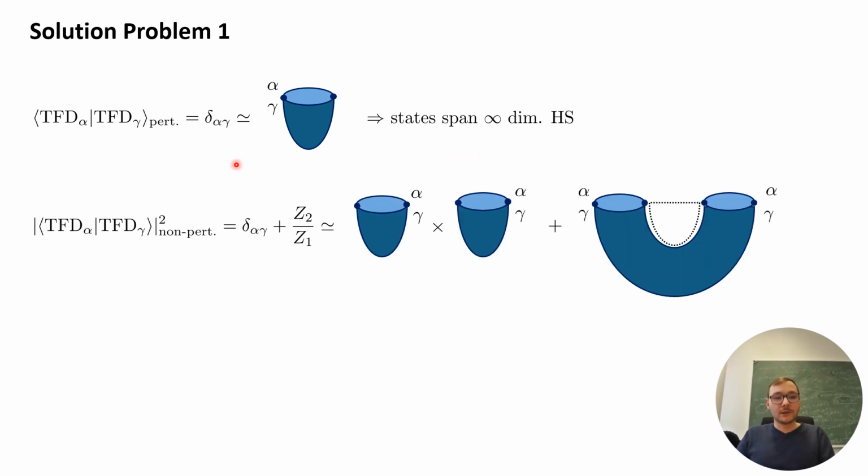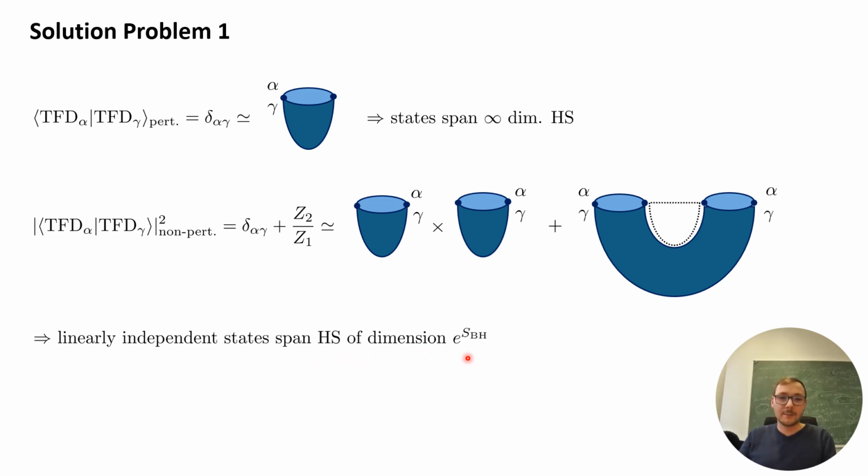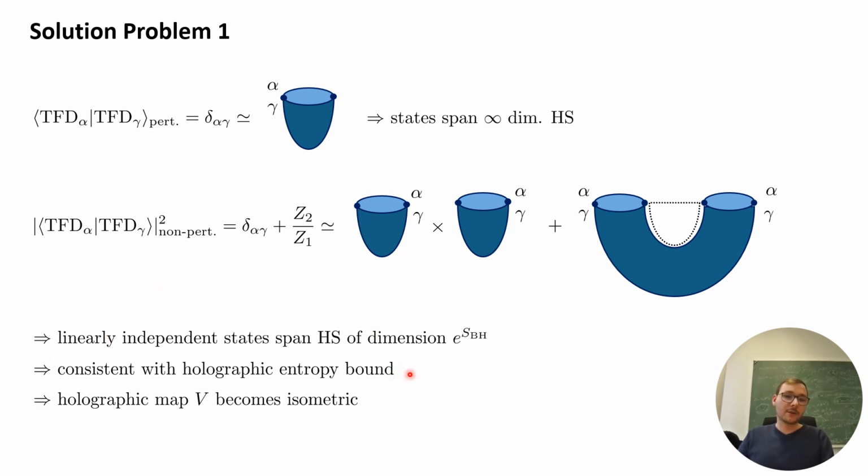However, once you introduce non-perturbative corrections in your gravitational path integral, which schematically you can represent as these replica wormholes, then you will find that the states themselves are not completely orthogonal but have corrections. And then once you count only the linearly independent microstates, what you find is that they will span a Hilbert space with a dimension consistent with the central dogma of black hole physics, and then also consistent with holographic entropy bounds. And consequently, we get back the isometric nature of the holographic map.